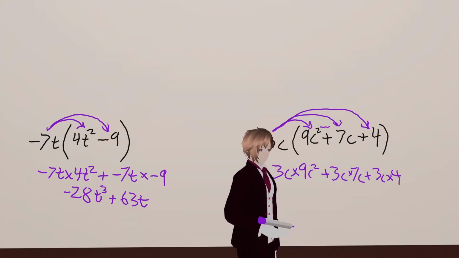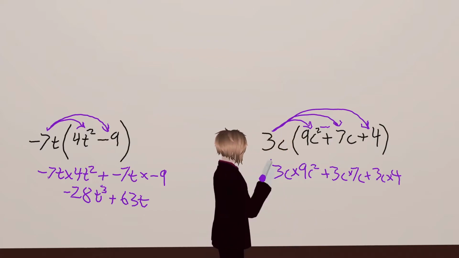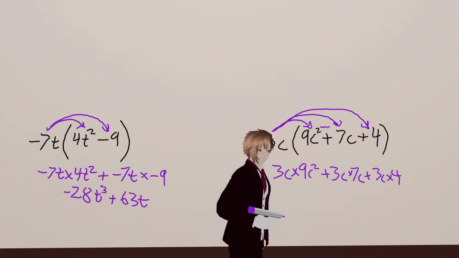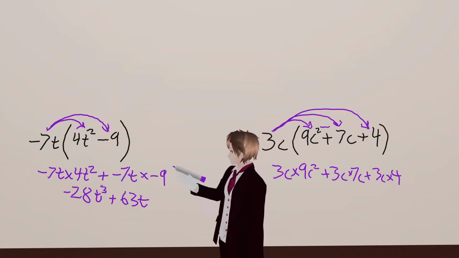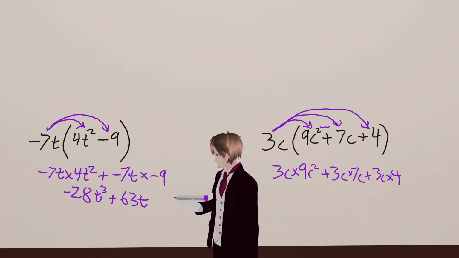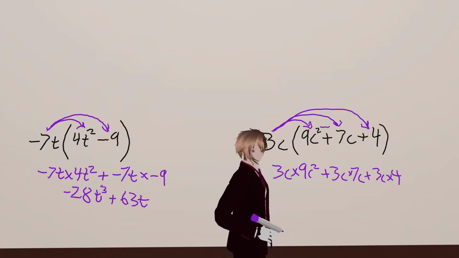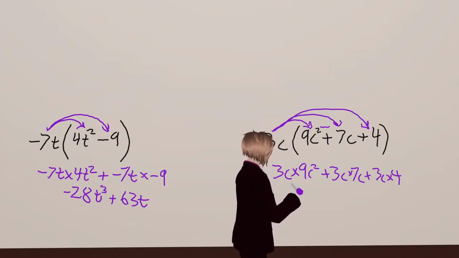So you'll notice I had 3 things in my brackets, and here I'm going to end up with 3 different terms. And over here I had 2 terms in my brackets, so we're going to end up with 2 things at the end, unless you can simplify it. So let's simplify this long expression.